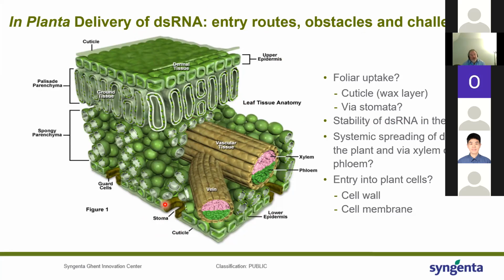And when you succeed in bringing double-stranded RNA in the plant, what about the stability? We know that double-stranded RNA in certain environments is quite unstable. Like for example, in soil, it's very rapidly degraded by all kinds of RNases. So what about the stability of double-stranded RNA inside the plant? And then you have the issue of the systemic spreading of the double-stranded RNA. Can you get it into the circulatory system? And is it spread via the xylem or the phloem or both? And then finally, if you want to bring the double-stranded RNA inside the plant cell, you have to cross the cell wall and the cell membrane. So it's quite a challenge to bring biologically active double-stranded RNA inside the plant tissue.